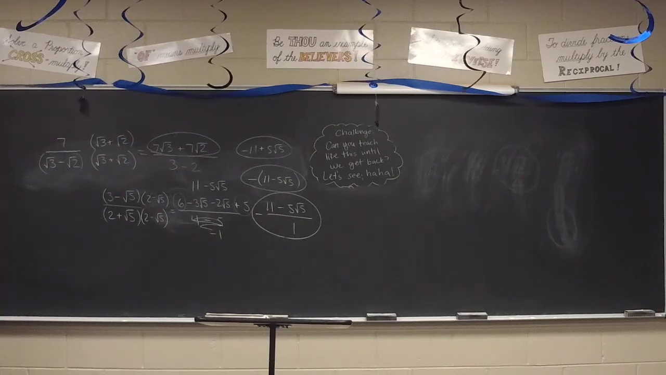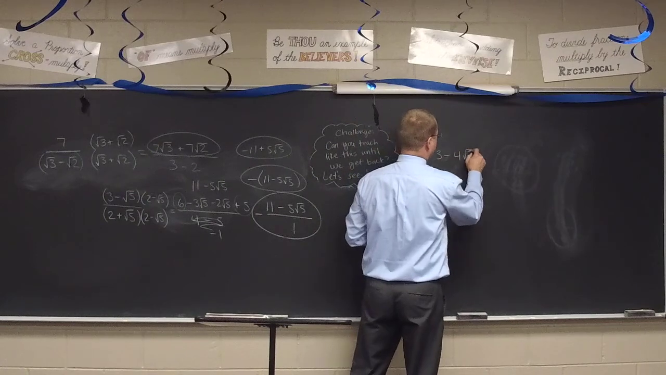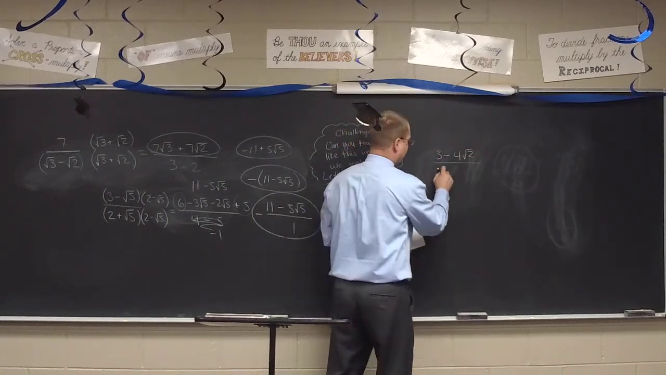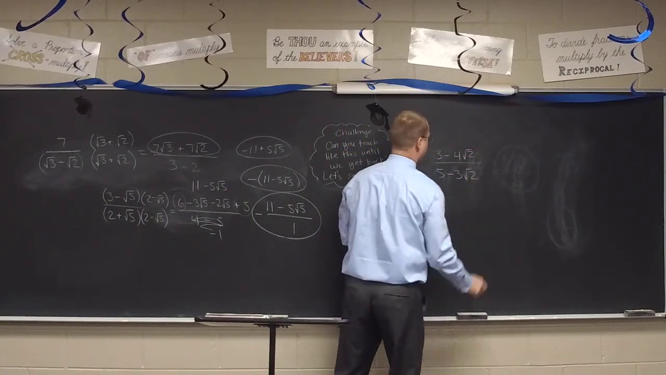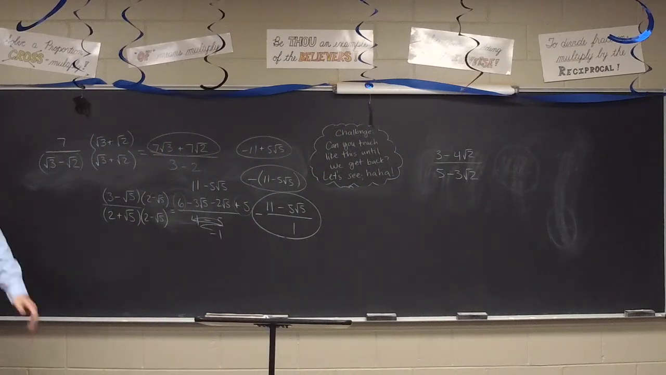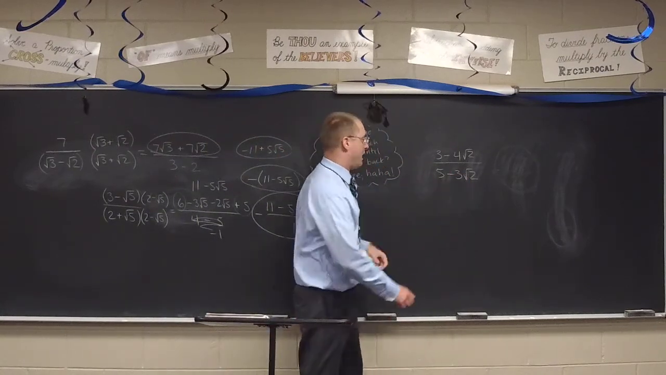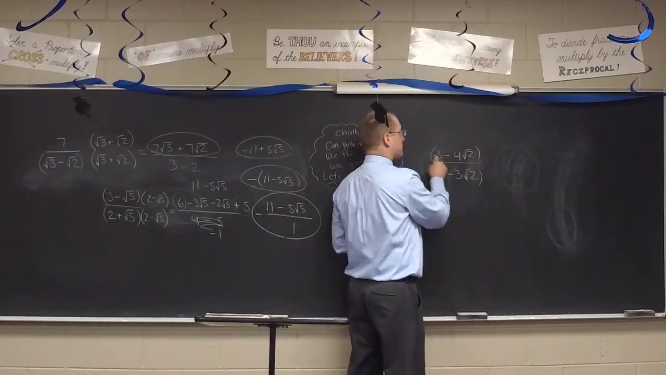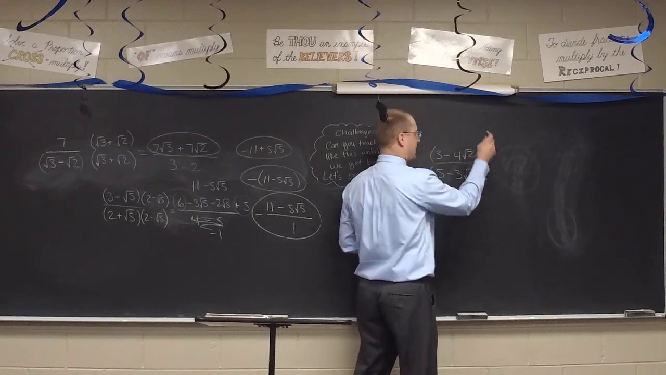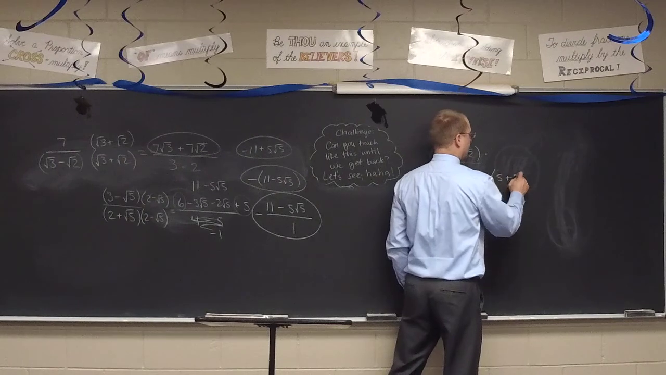Let's take a look at the last one from the homework. That was number 12, where we had 3 minus 4 times the square root of 2 over 5 minus 3 times the square root of 2. And again, I need to multiply, class, by the conjugate of the denominator, because I have a 2-term radical denominator. What is the conjugate that I multiply top and bottom by, Josh? 5 plus 3 times the square root of 2.